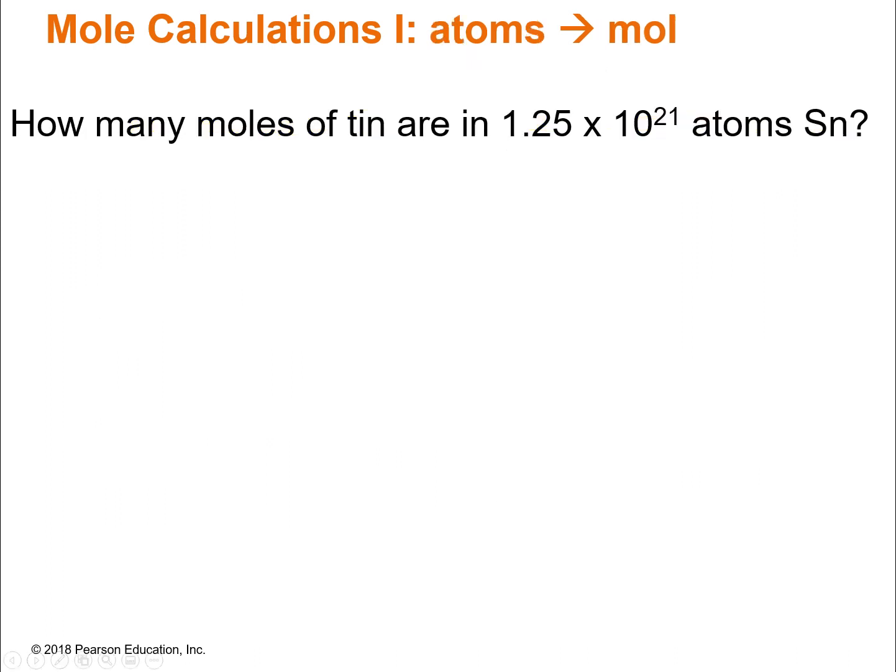Let's try another problem. How many moles of tin are in 1.25 times 10 to the 21 atoms of tin? What I want you to start to practice is, once you see a question like that, figure out what's given and what's needed. What is the question? What units do I need to answer the question in? Whenever you see a number, that's your given information. When you see something about a unit but no number, that means it's what you need to figure out.